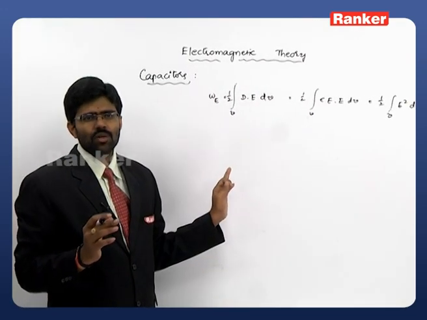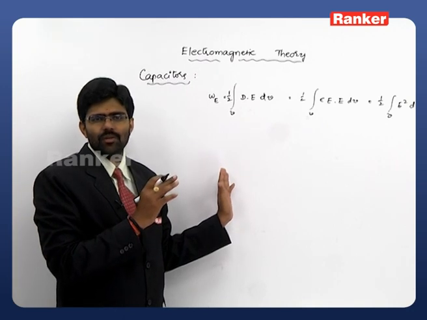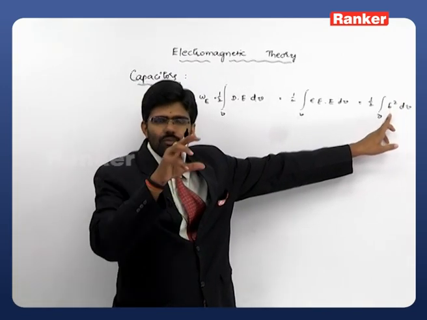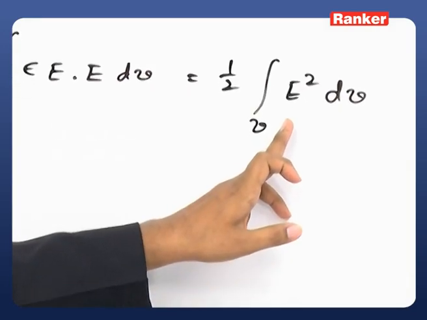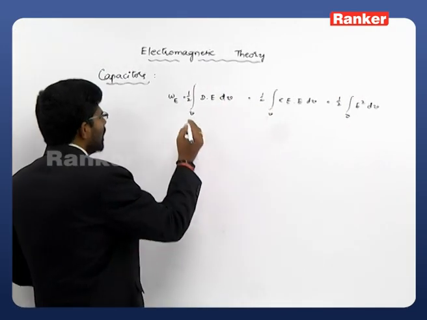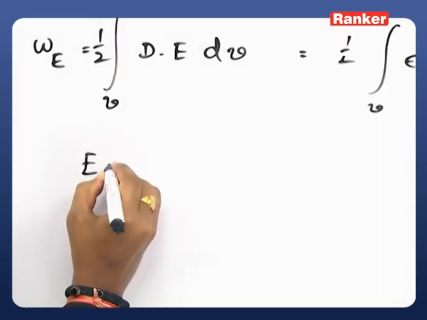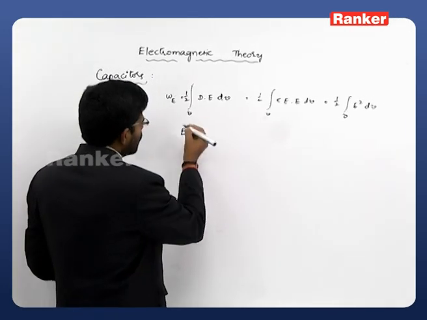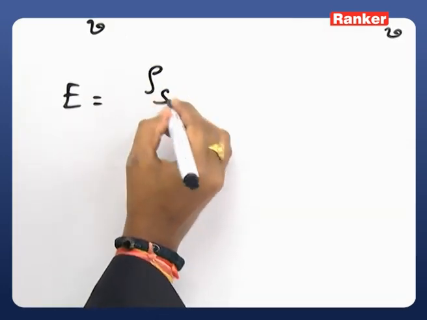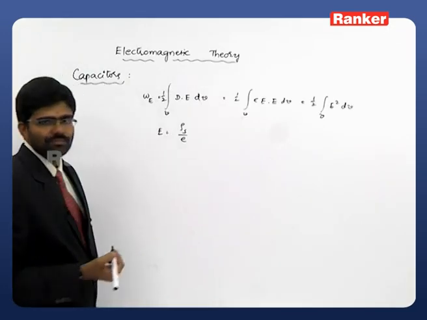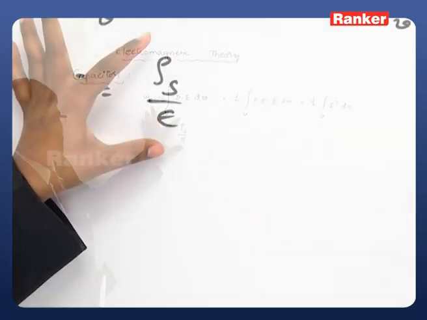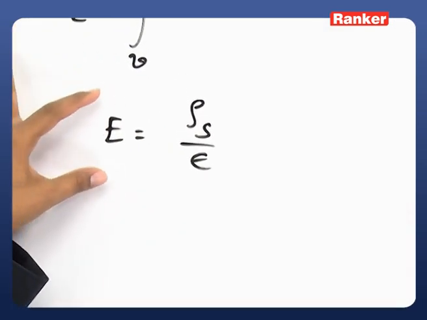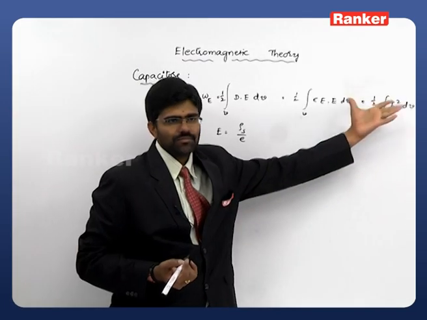As an example, we will take the parallel plate capacitor and substitute E here to obtain the equation for the energy stored in that. Now what is the equation of electric field intensity in a parallel plate capacitor? Here the electric field intensity E is rho s by epsilon. Here I am just taking the magnitude, I don't want to consider any direction for this one. I will substitute here, right?